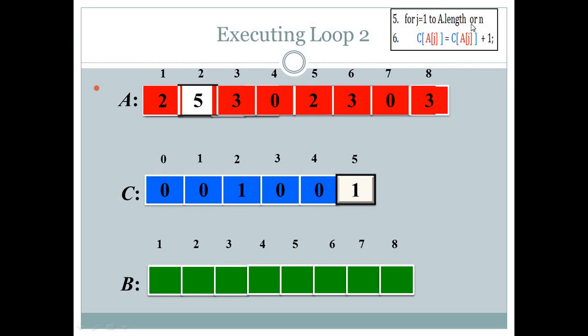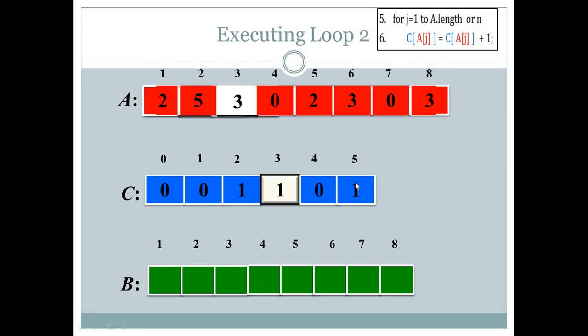So now j plus plus, and j's value will become 2. So C of a of j means a of 2. So a of 2 is 5. So we have to add C5 plus 1. So our previous C5 is 0, and we have to add 1 into it. So it will become 1. Next we will move further. C of a of j means C of 3 will become 3. So on our third index we will have to add 1. So it will become 1.